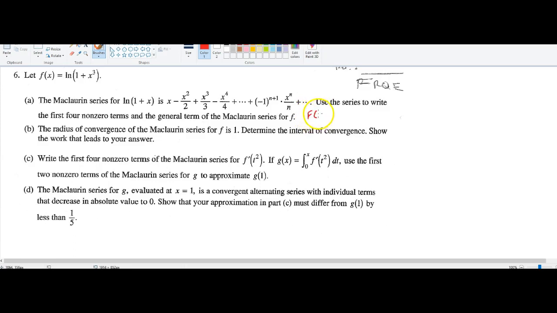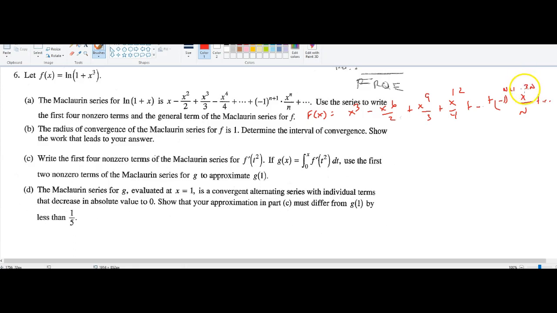So I'd have f(x) is equal to x³ − x⁶/2 + x⁹/3 − x¹²/4 + ... Then with general terms, my general term is (−1)^(n+1) x^(3n), and it has to be the same term over n. All right, and that should do the job nicely, plus dot dot dot.